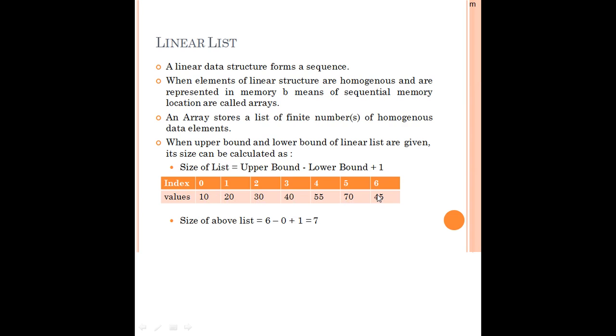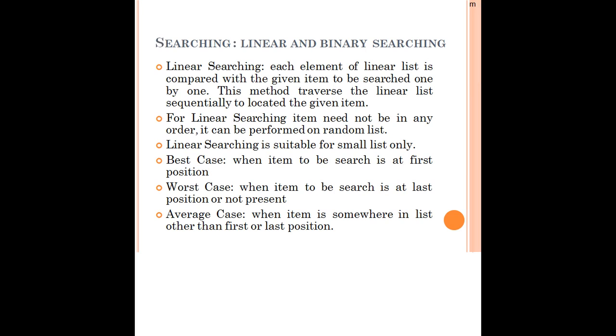These are the properties of the linear list. Elements are stored in sequence, all elements are of homogeneous type, the same data type, a finite number of elements will be there, and the size of the list can be computed using its lower bound and upper bound. Now there are two techniques used for searching. One is linear search, another one is binary search.